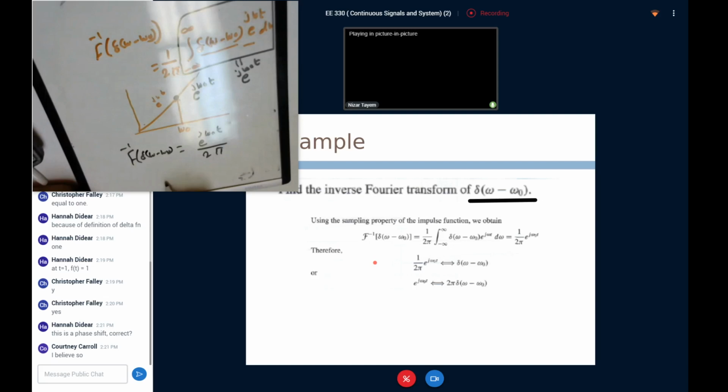The importance of that is we can find the Fourier transform for e^{jω0t}, which is equal to 2π δ(ω − ω0). And this is very important. Where did we use that, anybody? We used this formula before: e^{jω0t} is equal to 2π δ(ω − ω0). We use this in what?